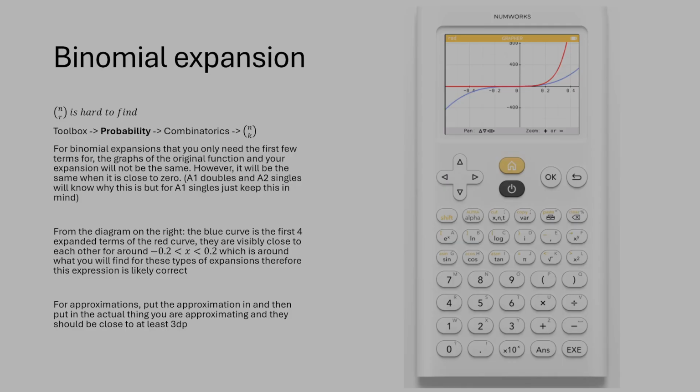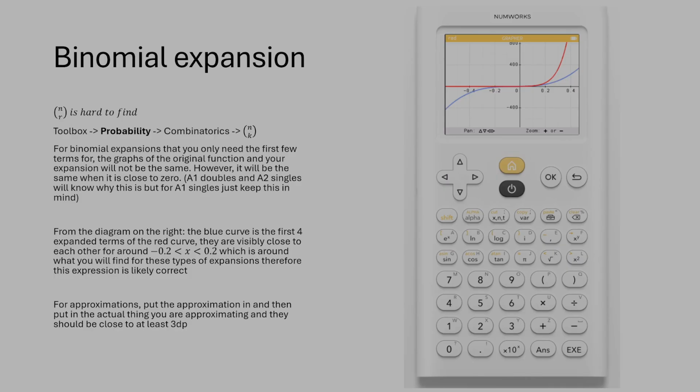Next, binomial expansion. This is a big one. There's a little bit of extra stuff for A1 doubles, but firstly, just for singles, the finite binomial expansion. For n choose r or n choose k, whatever you want to call it, you have to use this kind of order to find it. It's quite annoying to find. Also, for approximations, this is just another thing to touch on.